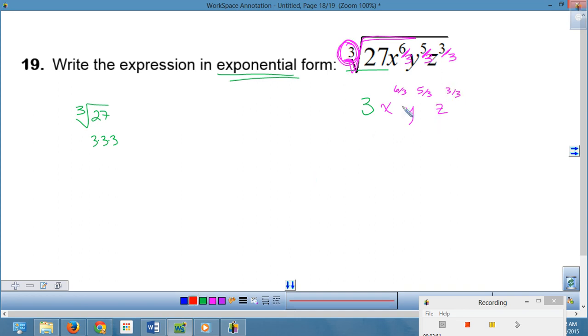And these will reduce, or some of them will reduce. So the 3 comes down. 6 divided by 3 really is 2. And then 5/3 will not reduce. And then 3 divided by 3 is 1, which we don't need, so we leave it off. That's our final answer.